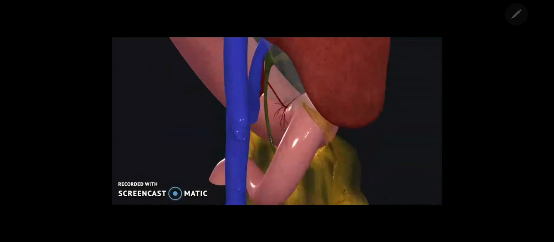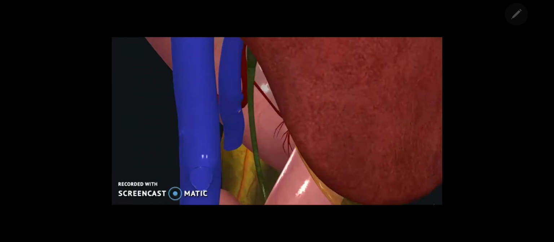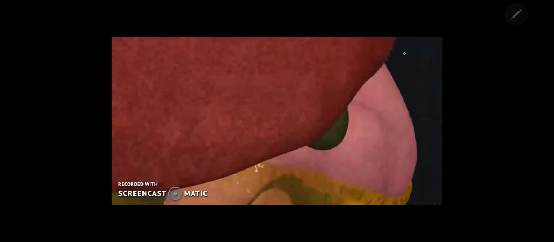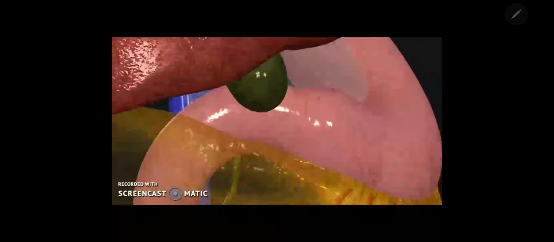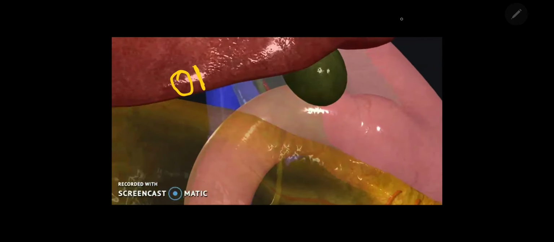As you go posteriorly, here you are seeing these structures. If you zoom in, posterior to the first part, there is the common bile duct, the hepatic artery, and the portal vein. Behind the portal vein you are seeing the big vein, that is the inferior vena cava. So here you can see the epiploic foramina in the right free margin of the lesser omentum.